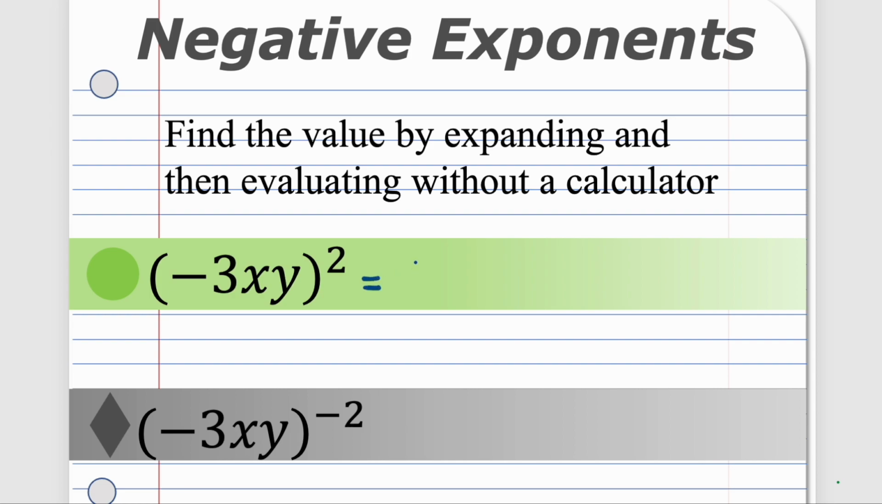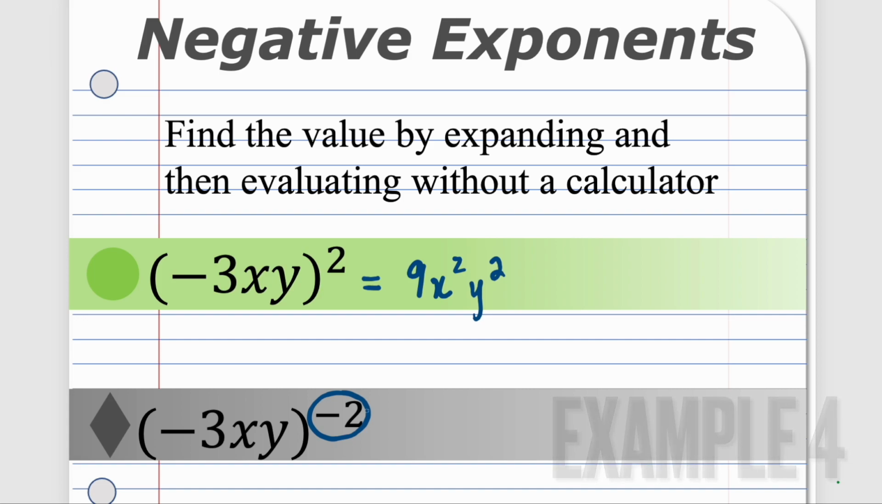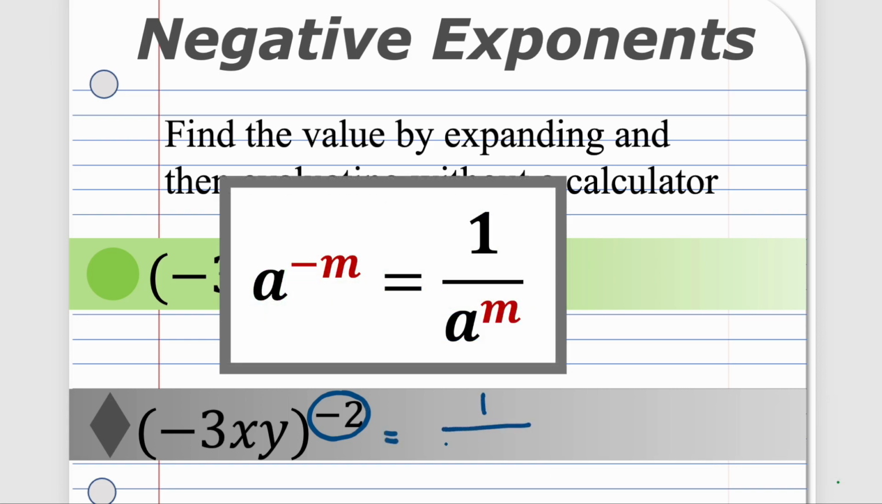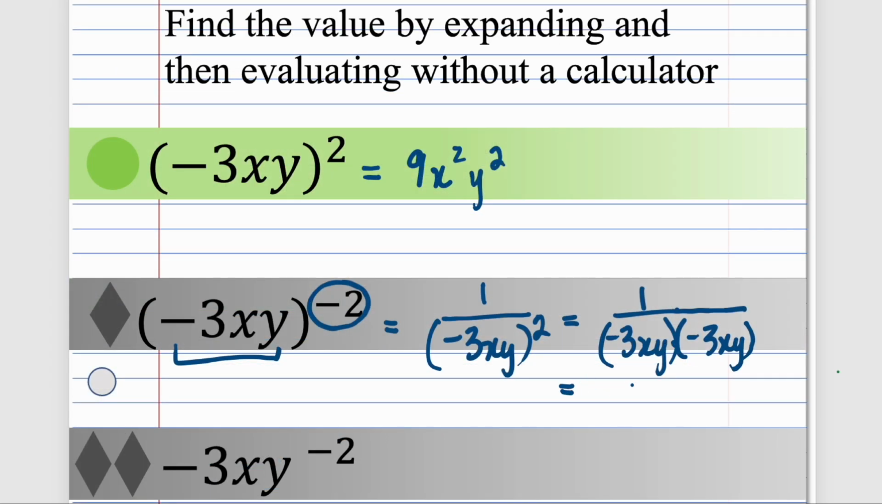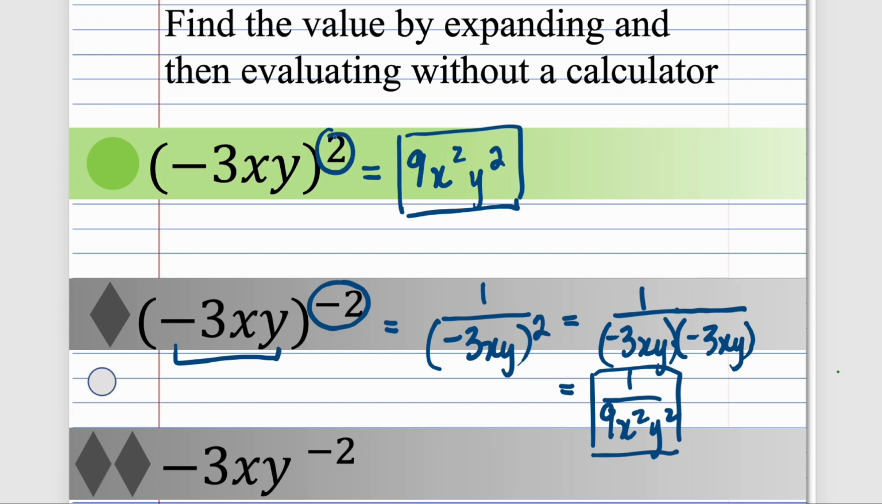We saw that this answer was 9x squared y squared, and we need to compare that with what happens when we have a negative 2 exponent. We would apply our negative exponent law and send the base down and change the exponent to a positive. We'll get 1 over negative 3xy times negative 3xy, put brackets there, and that will leave us with 1 over 9x squared y squared. Again, a little bit different than when the exponent is already positive.